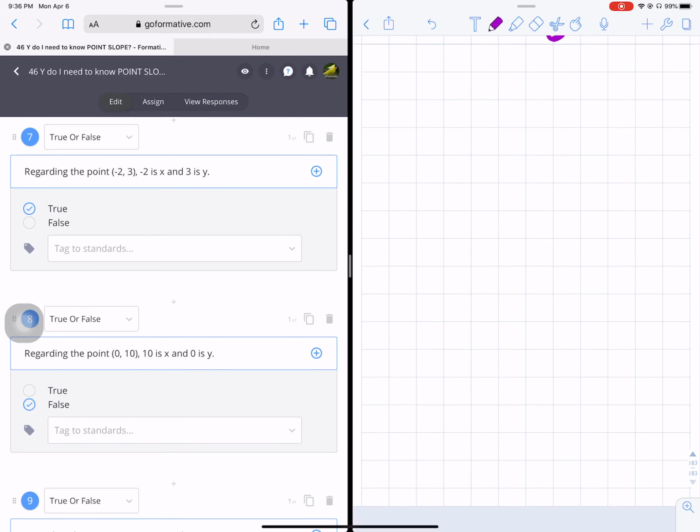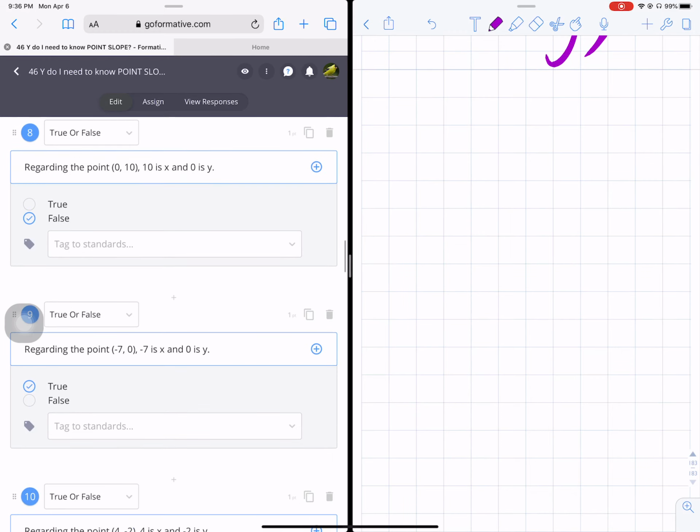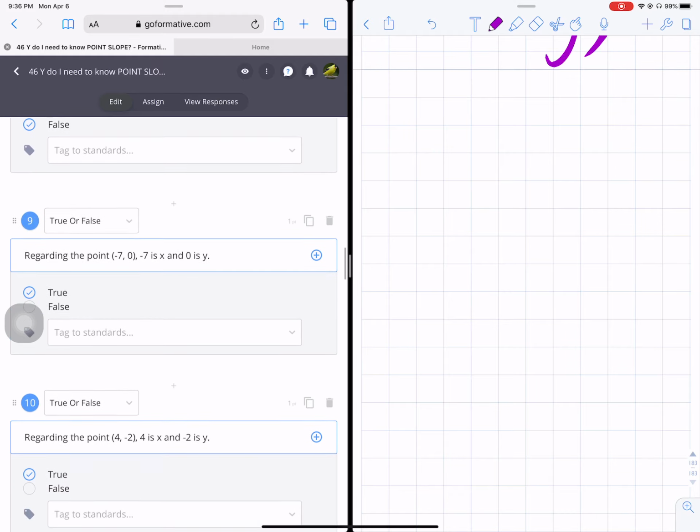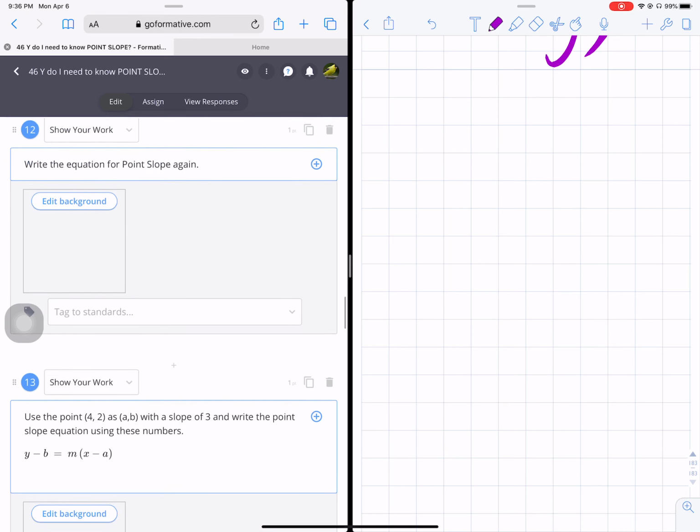Regarding the point -2, 3, -2 is the X and 3 is the Y. Regarding this point, 10 is the X. No, it's not.